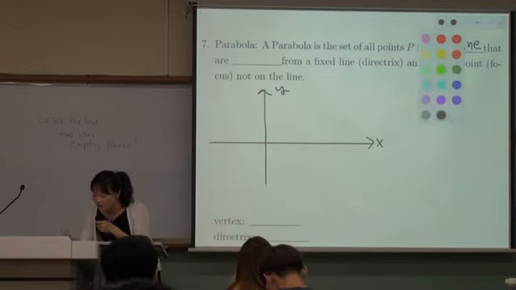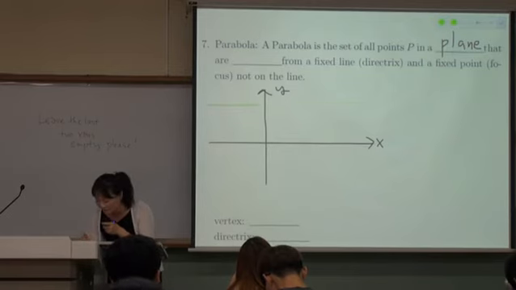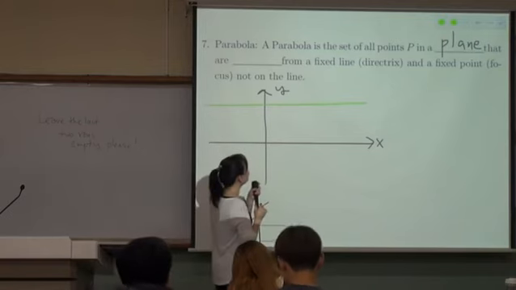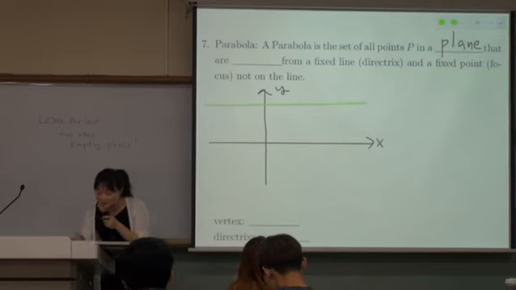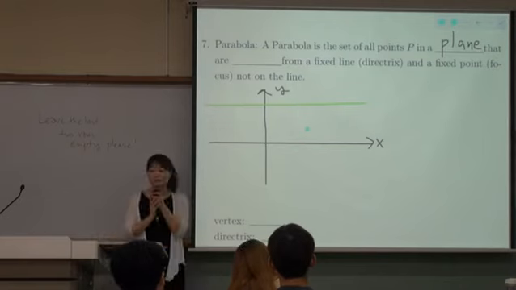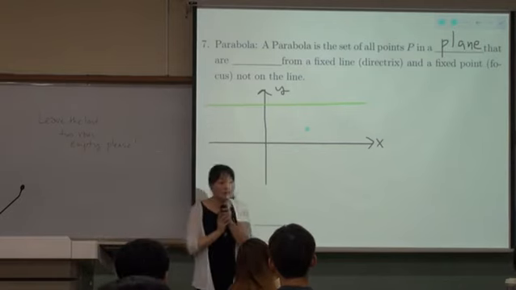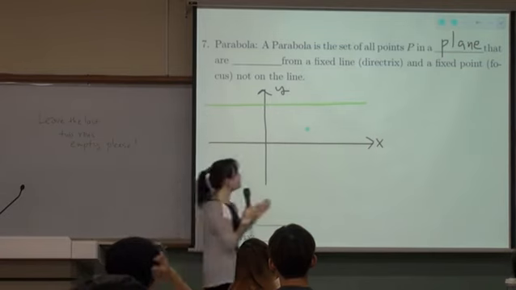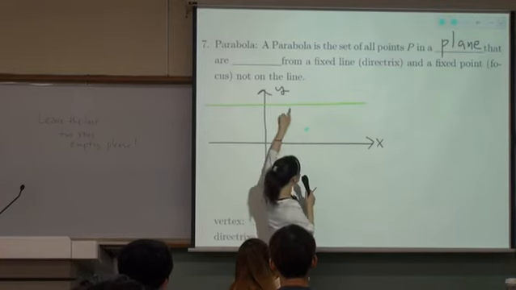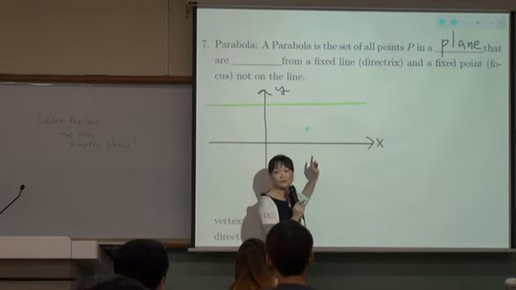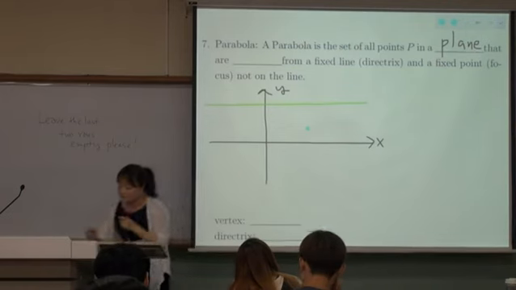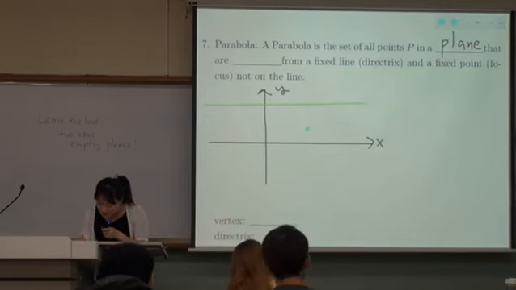So let me choose a directrix, a line. Let me say green is my directrix. And I need a point not on the line. So let me choose my focus as this point right here. That's my focus. Get it? Okay. How do I measure the distance of this point to the line? Do I measure it like that? Is that my distance? No. How do I measure it? Draw a perpendicular, right? So measure the distance like that.